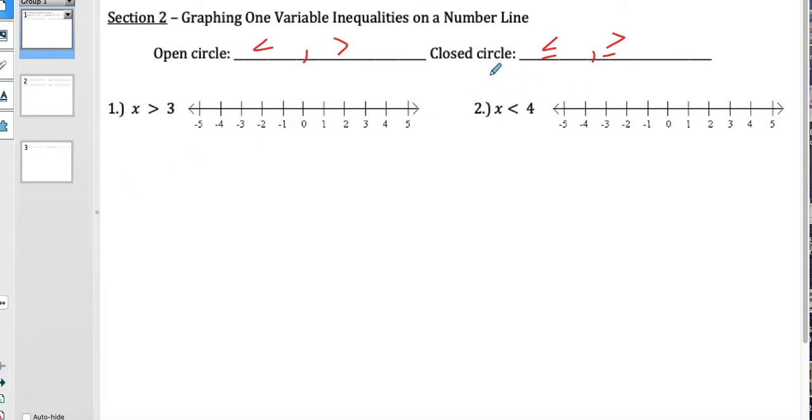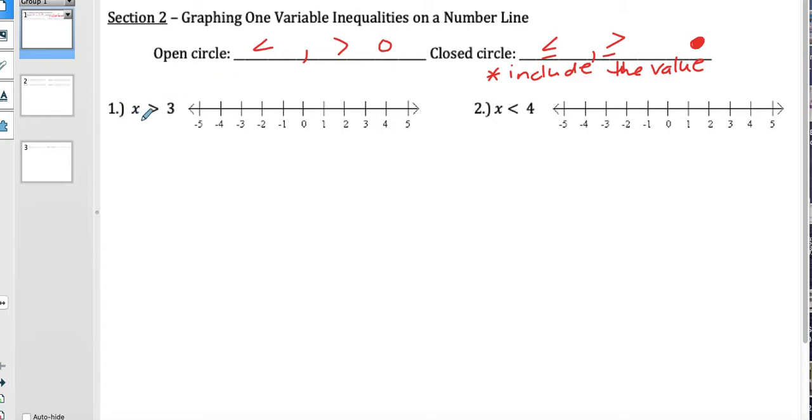Because you want to include the values. So a closed circle, again, you want to include the value. So you'll place a closed circle on the number line, and an open circle I don't want to include.